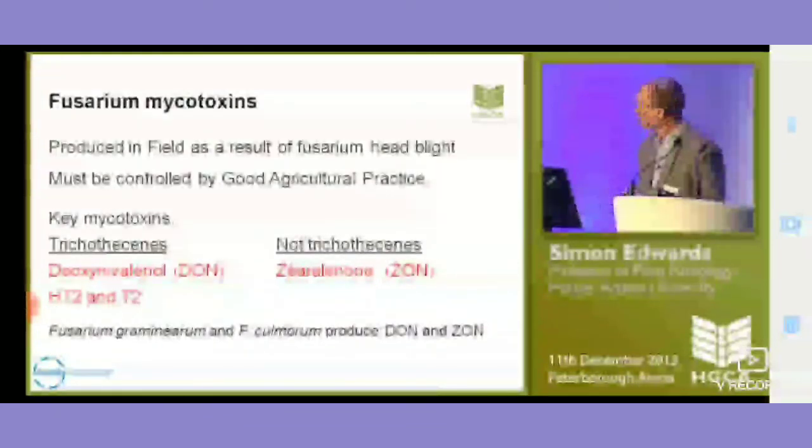The key ones, deoxynivalenol and HT2 and T2. These are close relatives within the group known as trichothecenes. There are many others, and the one that's an issue for UK cereal production is zearalenone, which we refer to as ZON. Now, two species of Fusarium which we commonly find, Graminearum and Culmorum, both produce DON and ZON. So we'll very frequently see them together. And Graminearum is by far the most potent DON producer. So that's the one which we really have to keep an eye on.